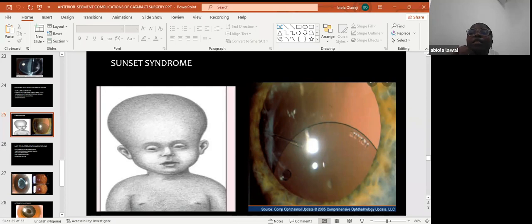The etiology of the syndrome is unknown. It has been described more in intracapsular cataract extraction, but it has also been described in ECCE and rarely in phaco. Rarely it can progress to complete corneal edema and can cause bullous keratopathy. Sometimes it resolves on its own. So it's a very rare complication of cataract surgery.